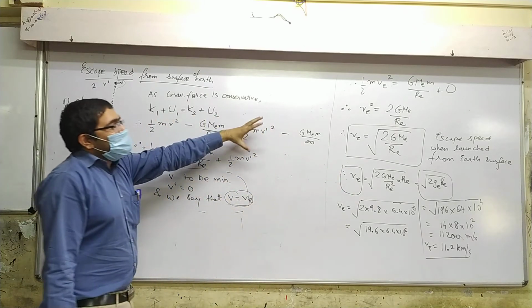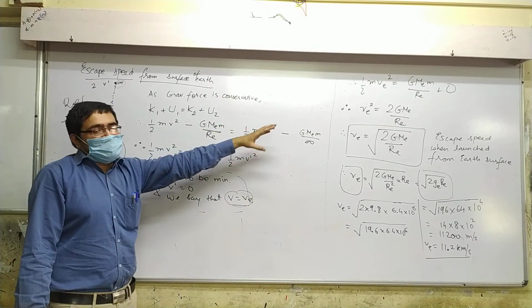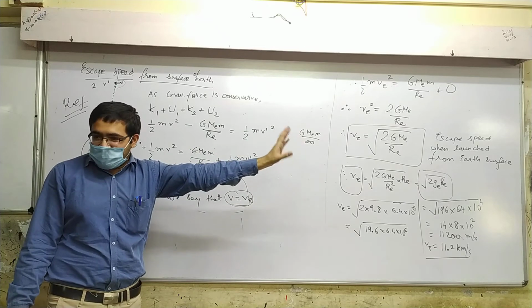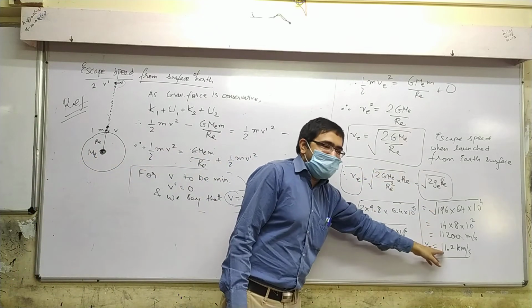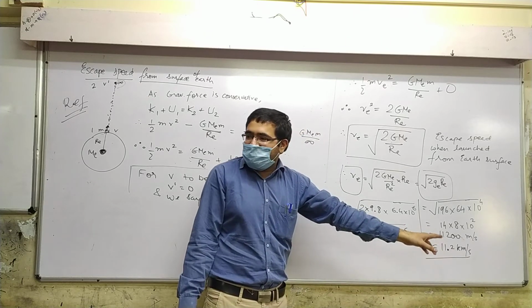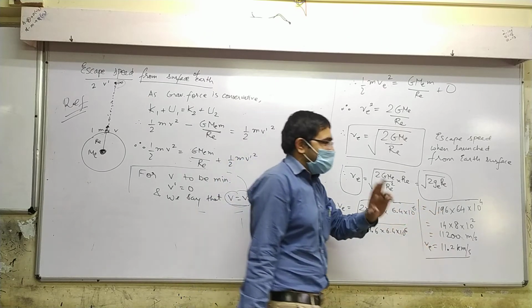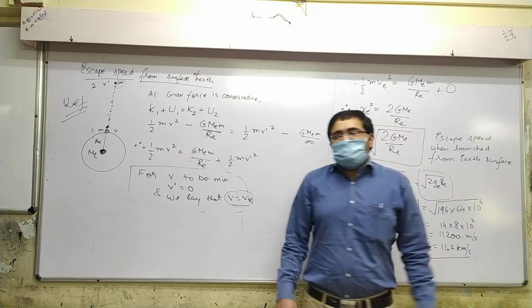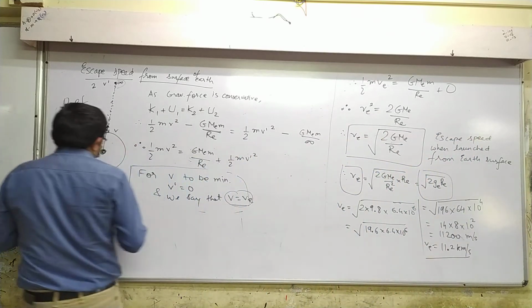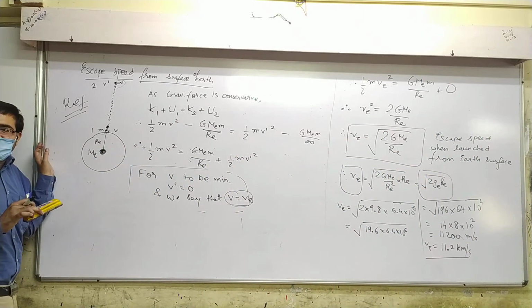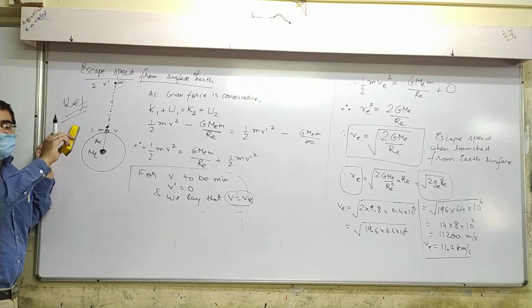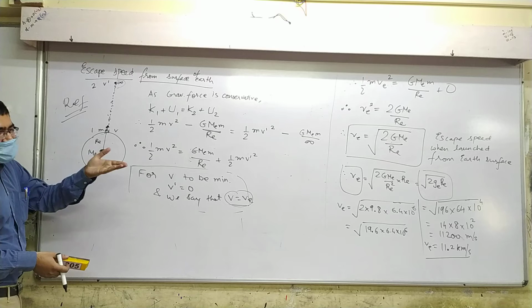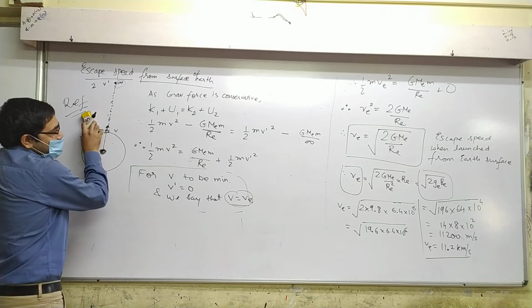Jokes apart. So this is escape velocity from the surface of Earth. I recommend that you remember the value. Okay? Write the unit meter per second. 11.2 meter per second is very small.